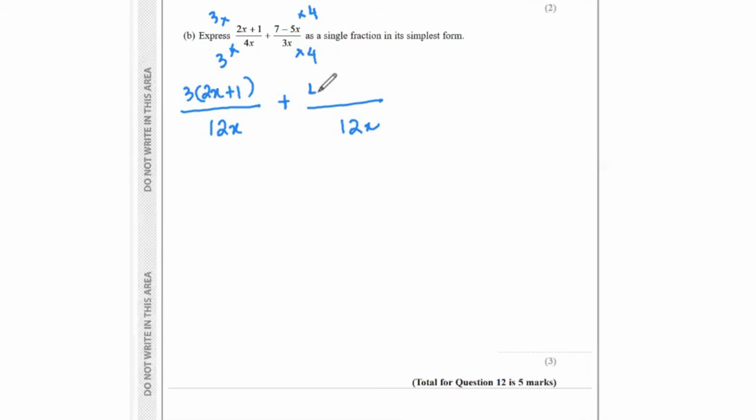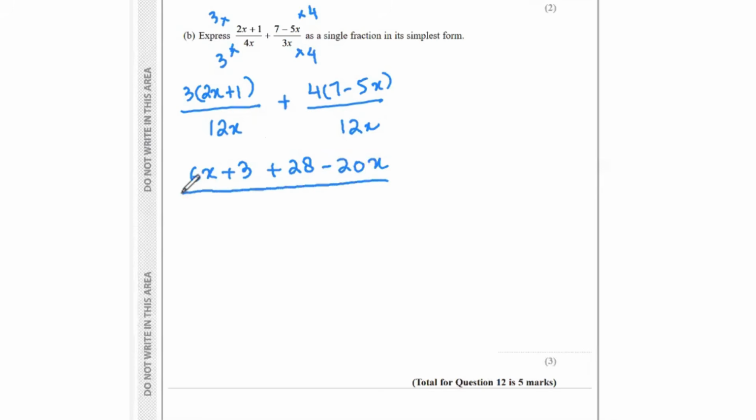Now in the first fraction, the denominator is 4x, and the second fraction's denominator is 3x. So if we multiply the first fraction by 3, both the numerator and denominator, and the second fraction by 4, we can easily see that we have the same denominator now, which is 12x. And the numerators are going to be 3 times (2x + 1) and 4 times (7 - 5x). Now expand the bracket of the numerators. So that's 6x + 3 and 28 - 20x.